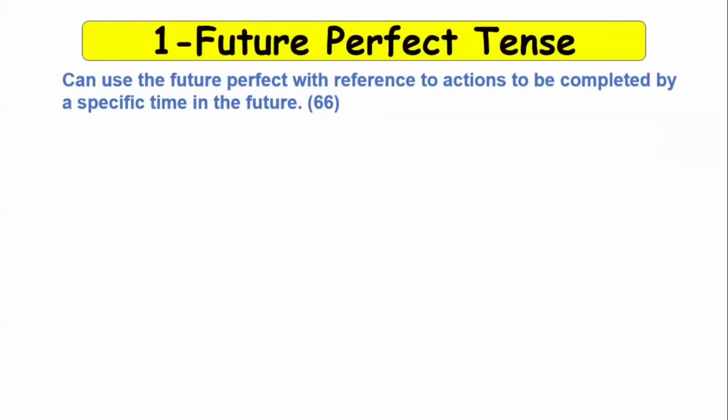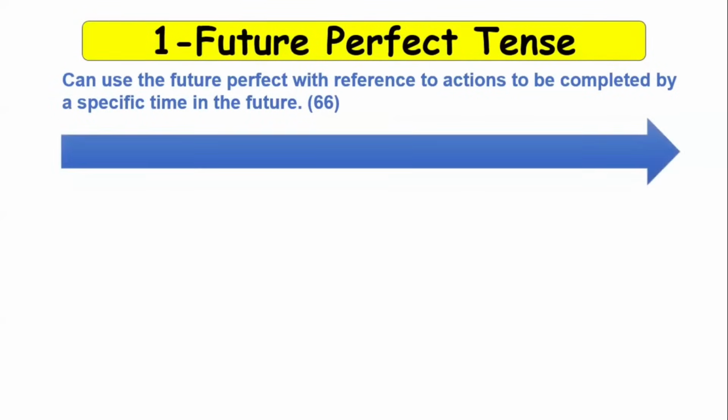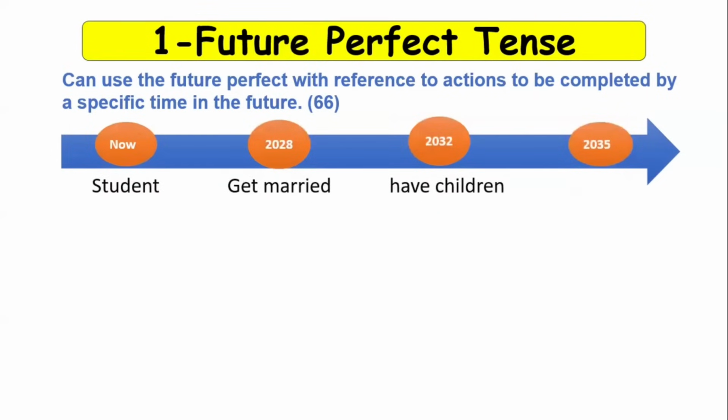The future perfect tense. It means when I'm talking about something that will happen in the future, like this. Let's imagine we have these different times. Let's say now you are a student. Let's say in 2028 you will get married. In 2032 you will have children, inshallah. Then we need you to leave all of this and imagine that you are going to travel into the future. So it's now 2024. If you travel to the future, to this year, imagine that if you look back, what will you have accomplished? Okay, this is the whole idea of the future perfect tense.